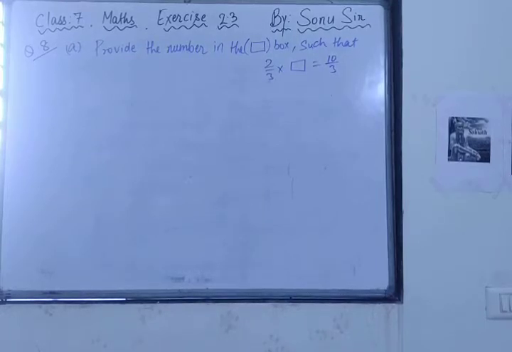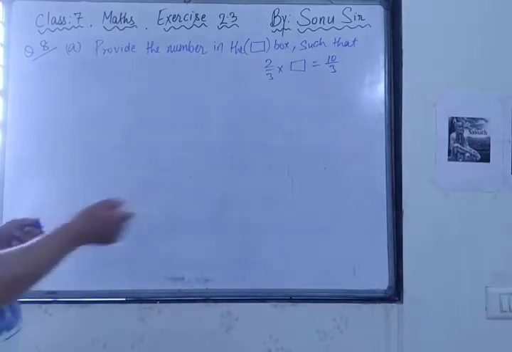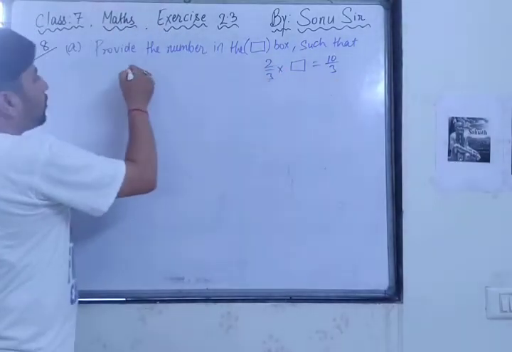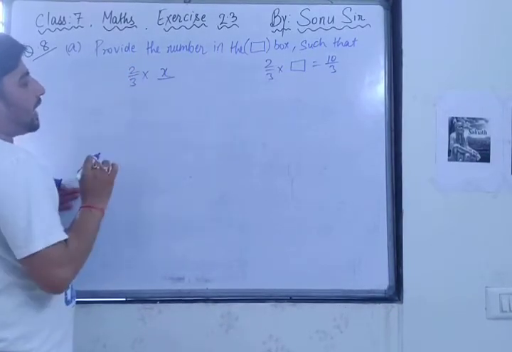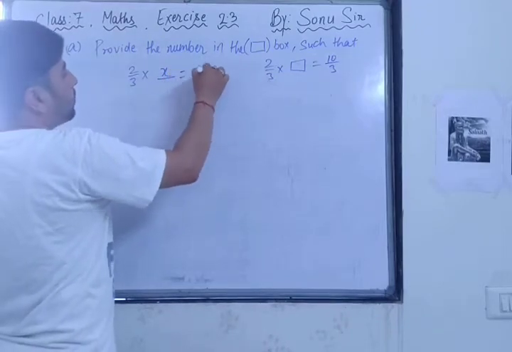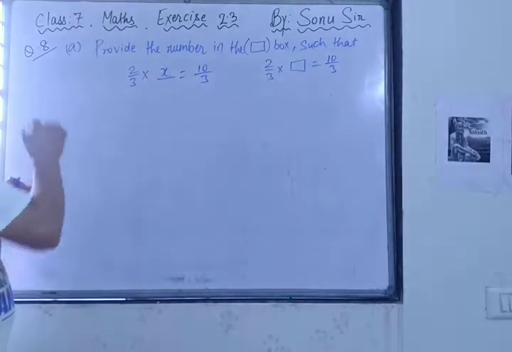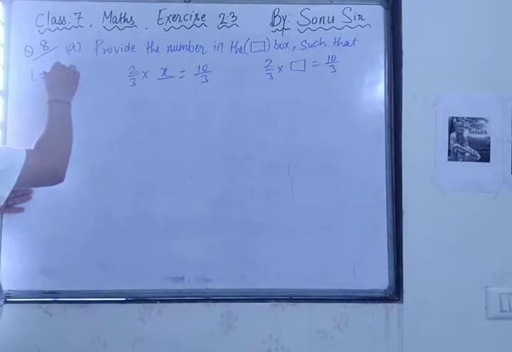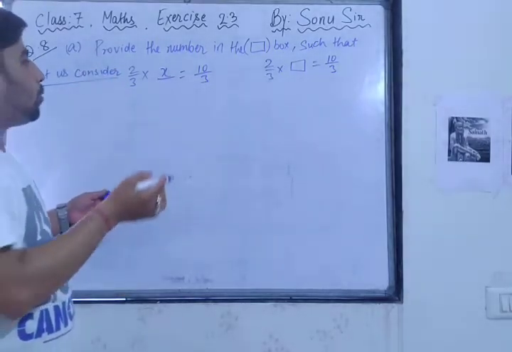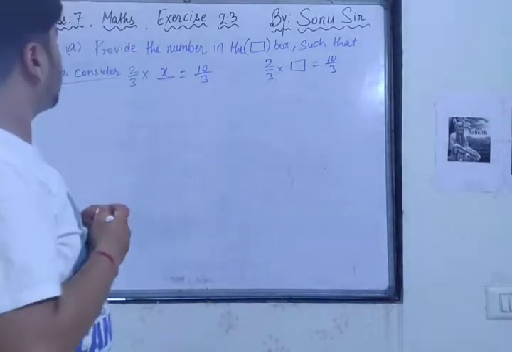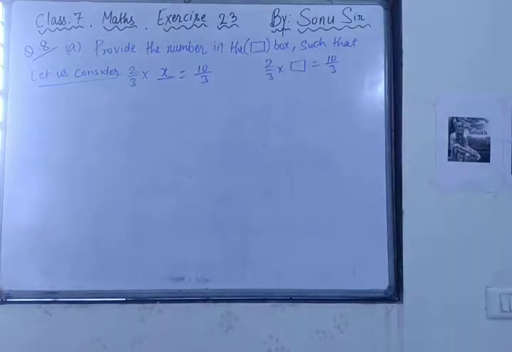So what will happen there? x will be equal to 10 by 3 divided by 2 by 3. We can just suppose here any number. We suppose that 2 by 3 into x is equal to 10 by 3. Just suppose there is a number 2 by 3. We don't know by which number it is multiplied, so we have taken x. Let us consider there is one number which is x, so 2 by 3 is multiplied by x, and we have got the value 10 by 3.